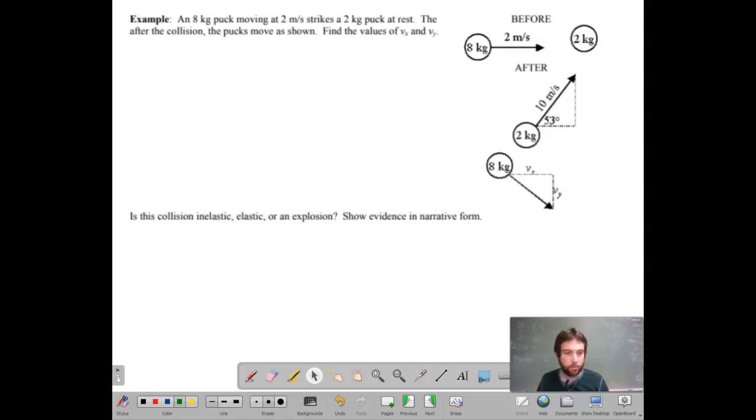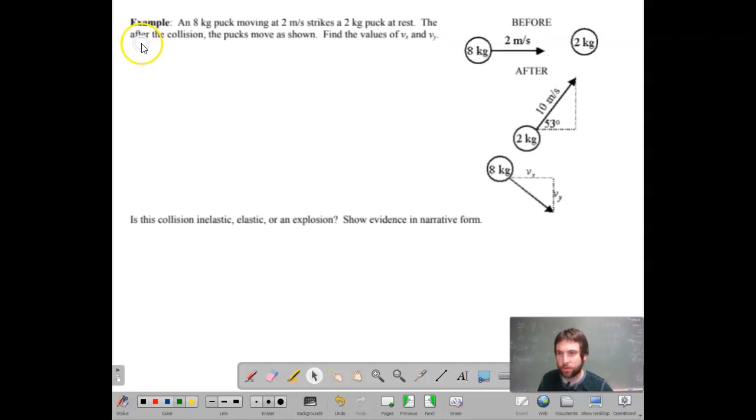On to a more challenging problem. We have an 8 kilogram puck moving at 2 meters per second, striking a 2 kilogram puck at rest. After the collision, the pucks move as shown. So here's before, coming, hitting off center, and then they're going off in these directions. Find the values of the velocity in the x direction and the velocity in the y direction.